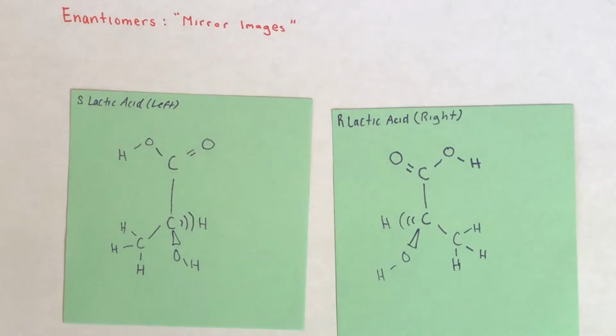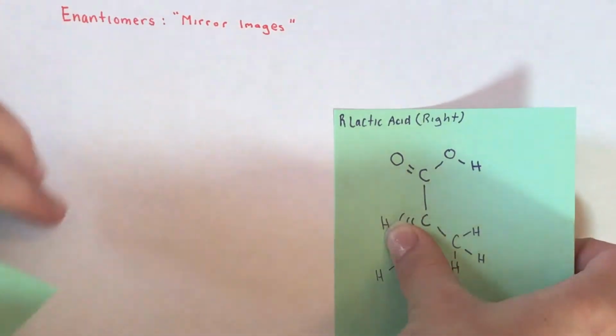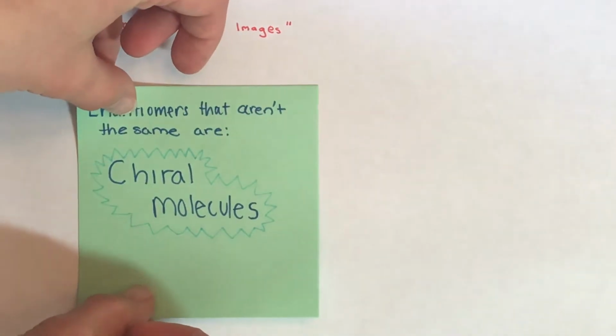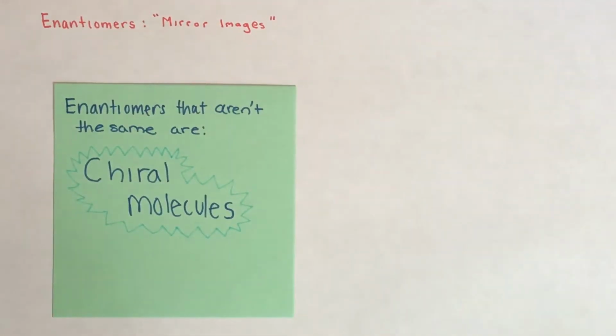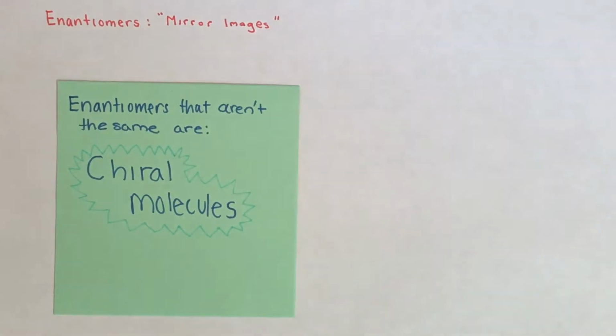So R lactic acid can't do the exact same job that S-lactic acid can do because they're still slightly different. And these molecules that are mirror images of each other but aren't quite the same and can't serve the same purposes are called chiral molecules.